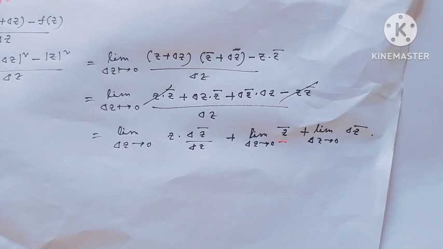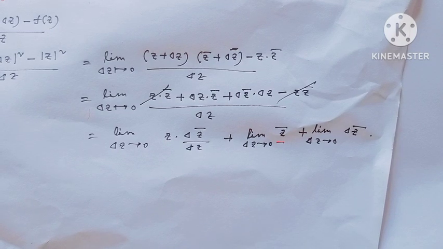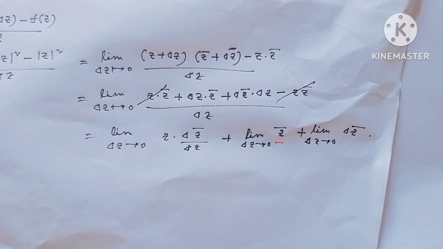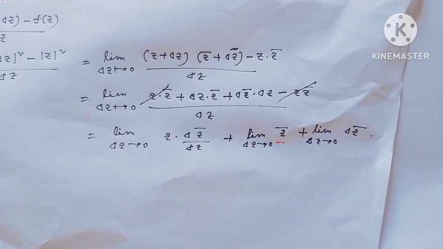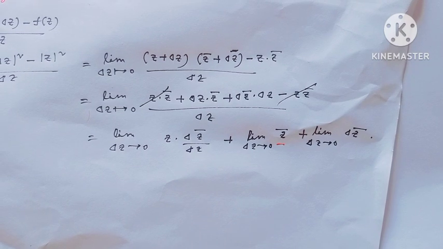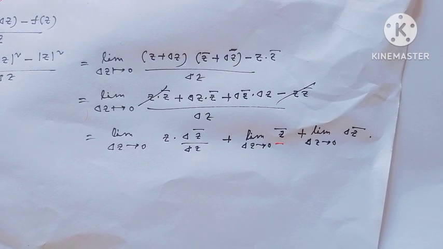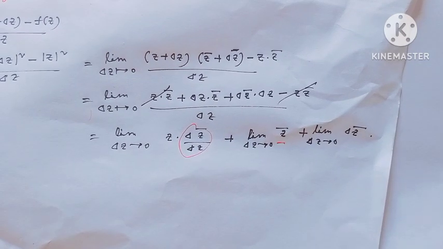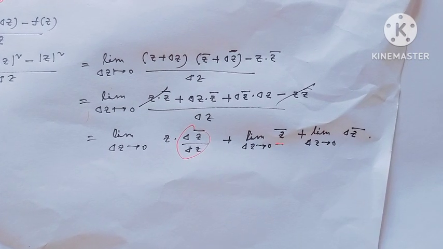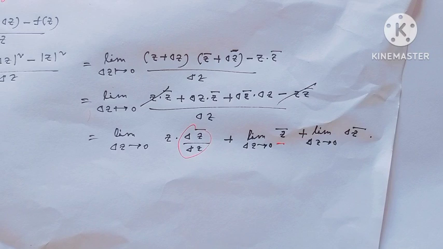As before, the limit as delta z tends to 0 of delta z bar always exists. Only this part, when z is not equal to 0, does not exist.